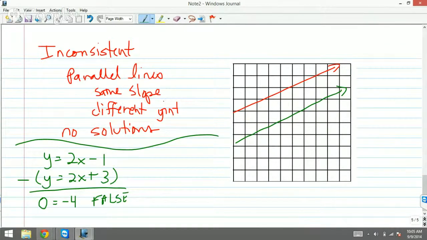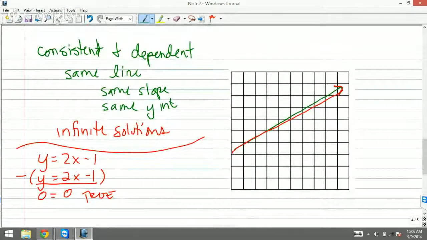But -1 minus 3 is -4. Oh, so that means they're parallel lines. We have no solutions. In contrast, 0, 0, 0, that's true, which means they're the same line. So you either have the same line that has infinite solutions or two lines that never intersect.